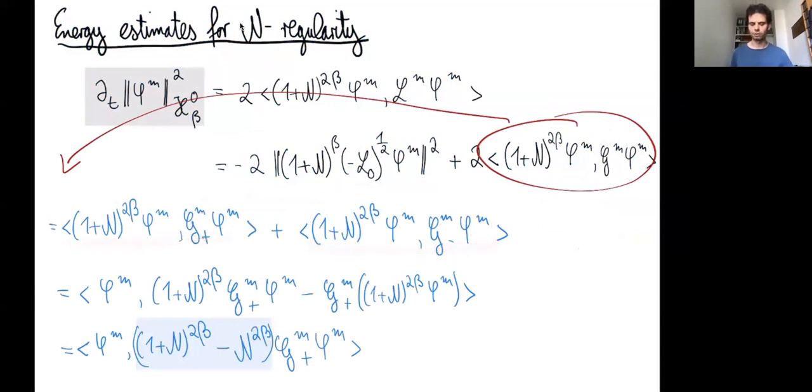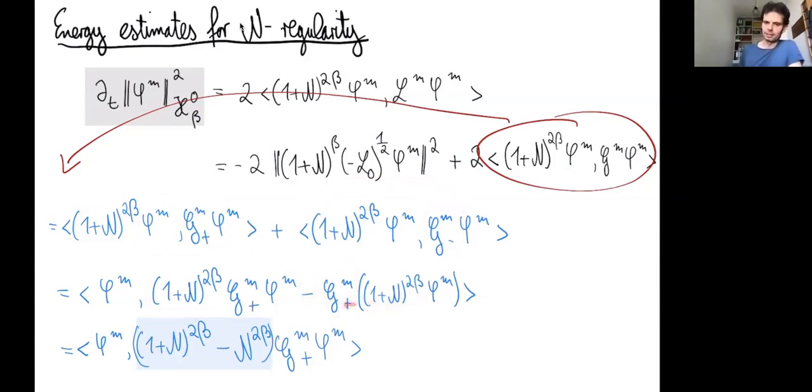We can split G into G plus and G minus. And now here, what do I do? I just bring this to the other side. Then we get this term here. And what do I do here? I bring this one to the other side. Then I pick up a minus and a G plus. And this is now acting on this thing with a 1 plus n to the 2 beta inside.